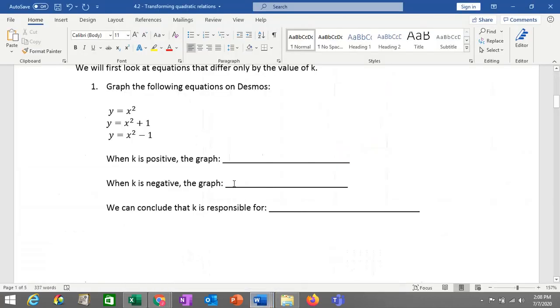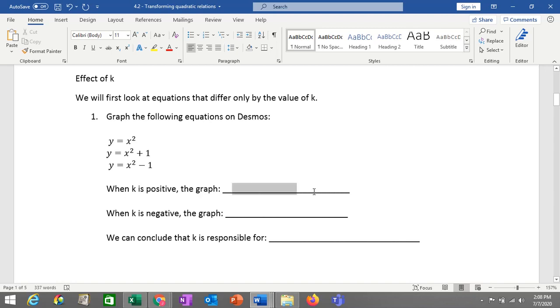So let's write all that stuff down. So when k is positive, the graph moves up by k units. So if k is 3, it moves up by 3 units. If k is 4, it moves up by 4 units. If it's negative, it moves down by k units.